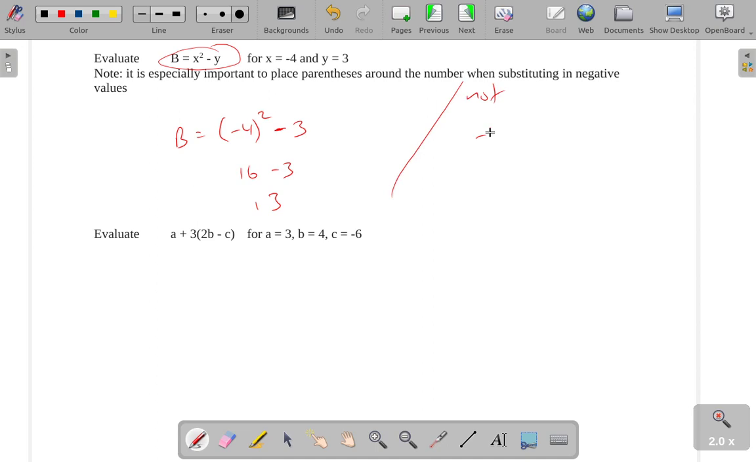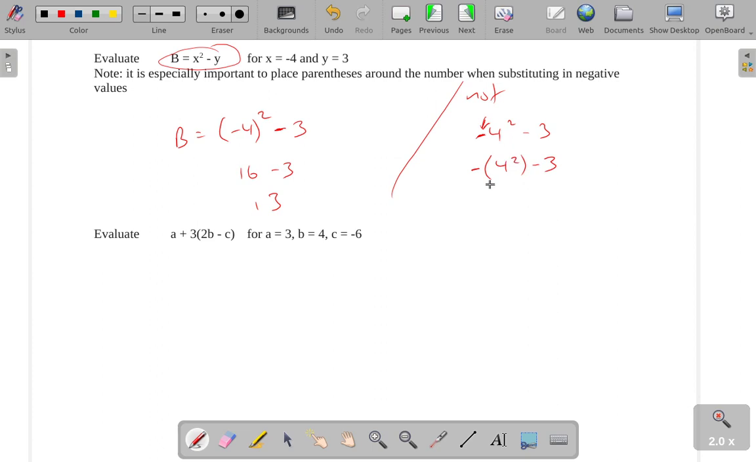Let's look at what would happen if I had not put the parentheses around it. I would have written something like this. This does not mean the same thing. This would be the opposite of 4 squared minus 3. The reason I say it doesn't mean the same thing is that this right here does not mean a negative 4. This means the opposite of 4 squared. And in the order of operations, this dash comes with multiplication, so that means it would happen after this square. Essentially, this is the same thing as writing it like this.